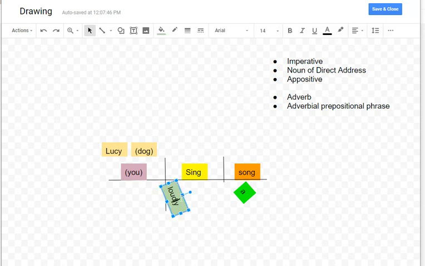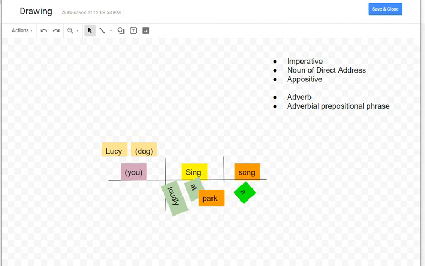And so then we would take that and we'll go like this. We'll put our preposition. I'll have somebody come up there and write it underneath the verb. They already know it's going to be adverbial because that's what I told them to find. Park. So our sentence would say something like this: Lucy the dog, sing a song loudly at the park.